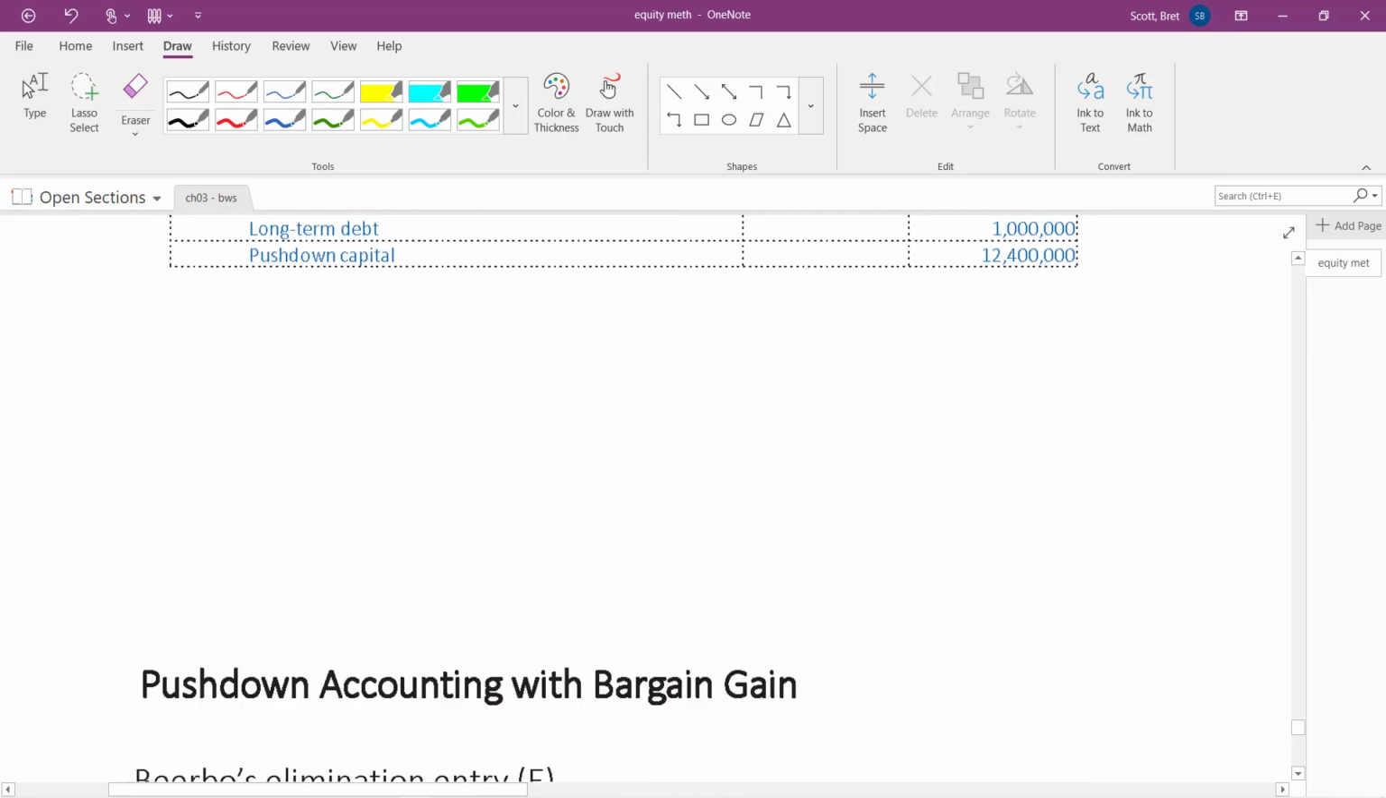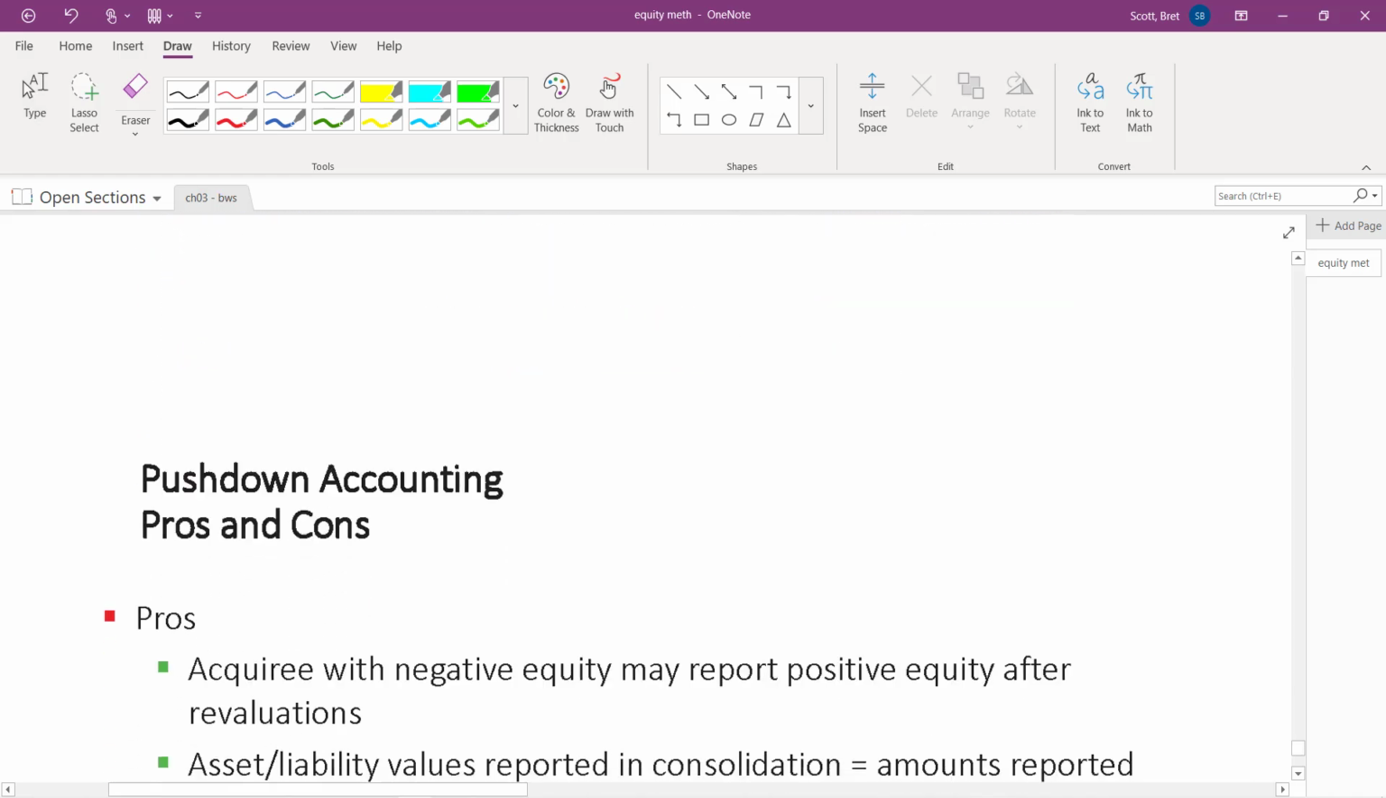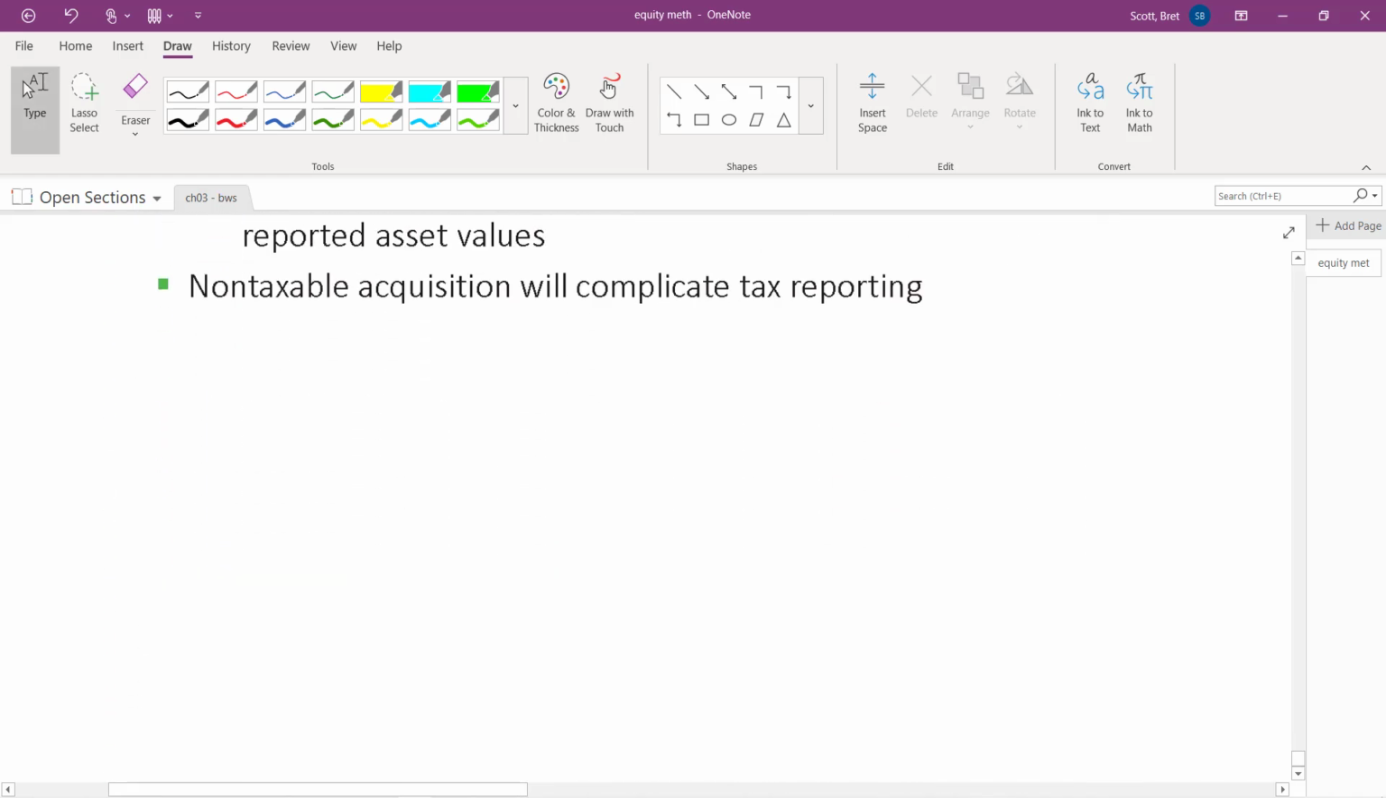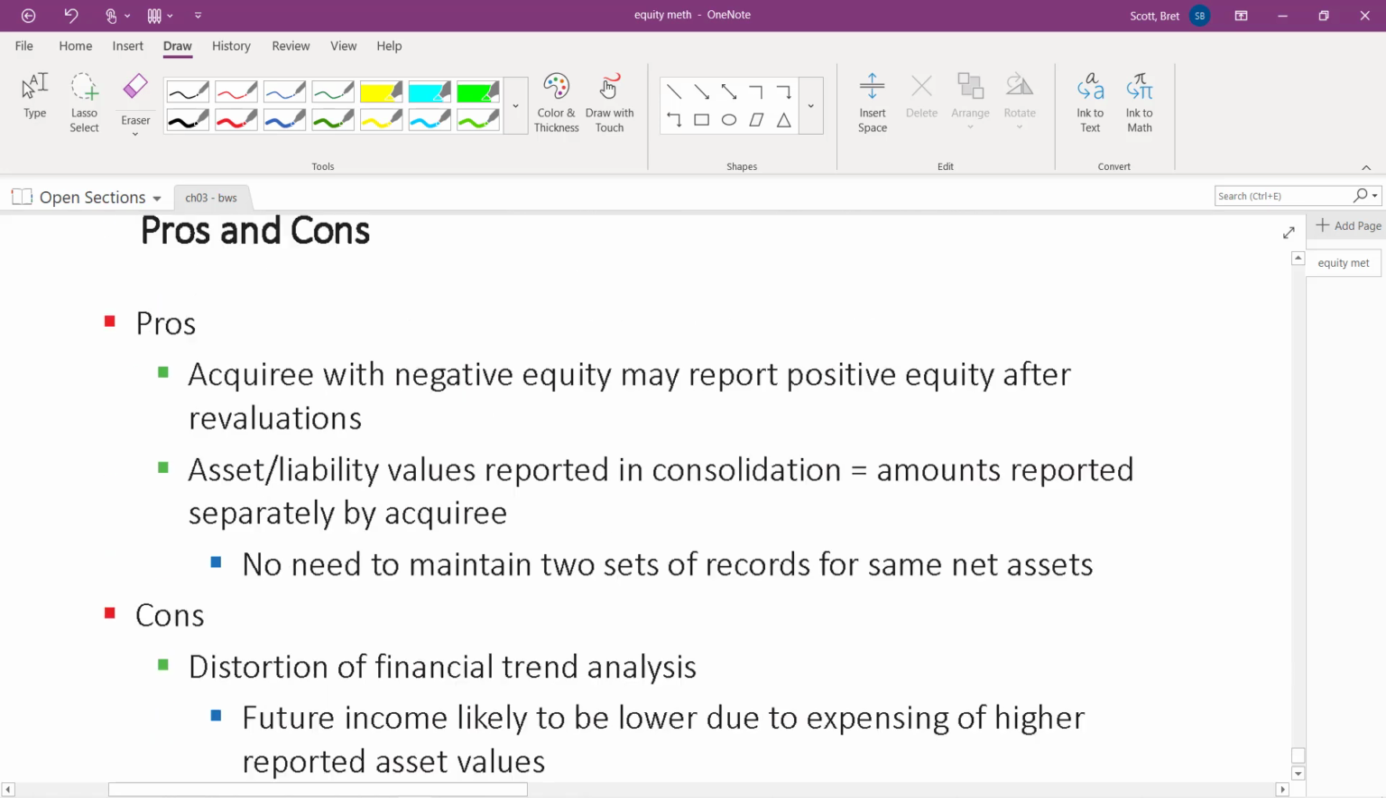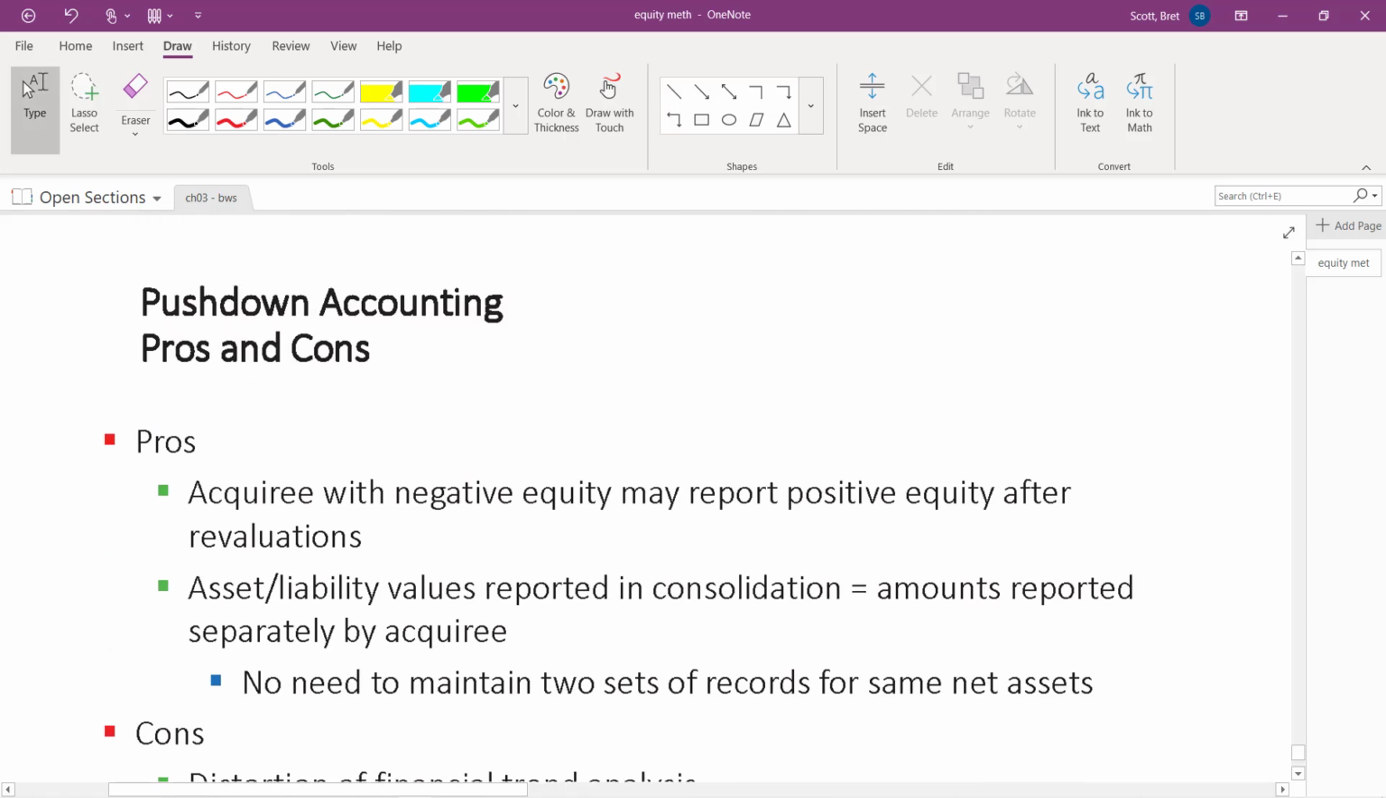Here's an example where there's a gain. I'll let you read that on your own. Gain on bargain purchase, and a few pros and cons about doing push down accounting. That's all I really want to talk about for chapter 3. All the homework and quizzes are just focused on the material that I'm covering in this lecture. So if you have any questions, please let me know.